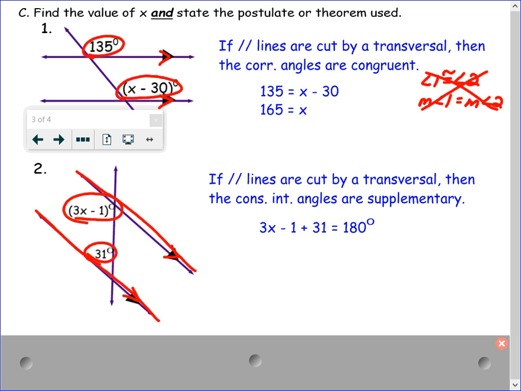Again, these angles are not named, so I'm not going to start with an equation with names. I'm going to add like terms, so I get 3x plus 30 equals 180. I'm going to subtract my 30, so 3x equals 150. And then we're going to divide by 3. So x is 50. Again, it is not x equals 50 degrees because x is not describing the entire angle, just part of the expression.